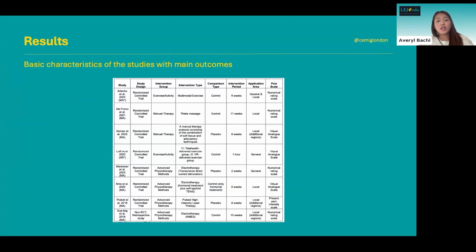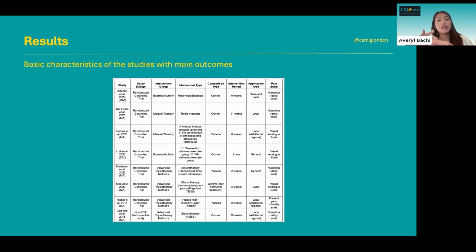What they did as well is they divided the studies into 3 different categories based on the way they delivered physiotherapy. So the first group is what they call physiotherapy modalities. That means they use energy to deliver treatment, such as electrotherapy, TENS, neuromuscular electrical stimulation, laser therapy.